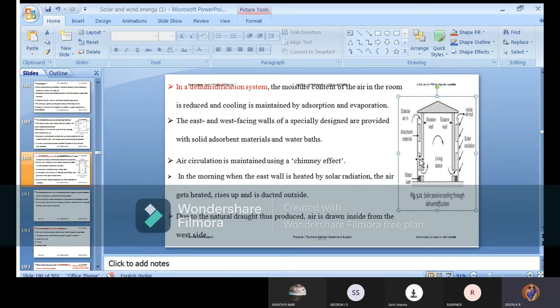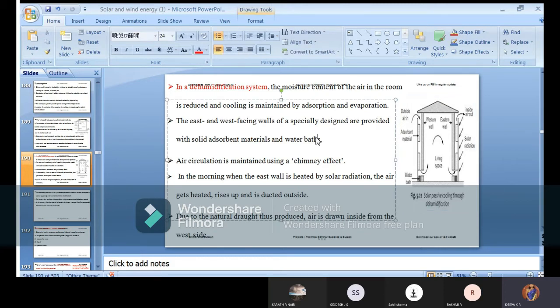So in that case, evaporation, a water bath is also used. Absorption and evaporation have been considered. The east and west facing walls are specially designed or provided with solid absorbent material and water baths. Water baths, of course, everyone is very familiar with, right? Sun bath we call, now it is water bath.